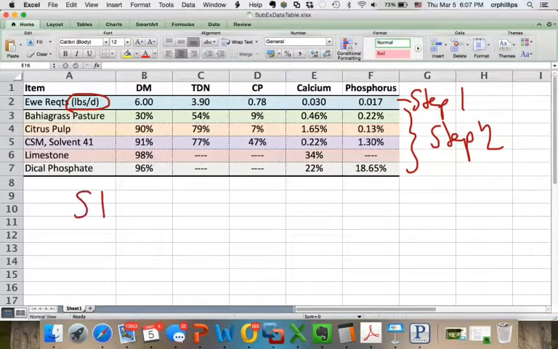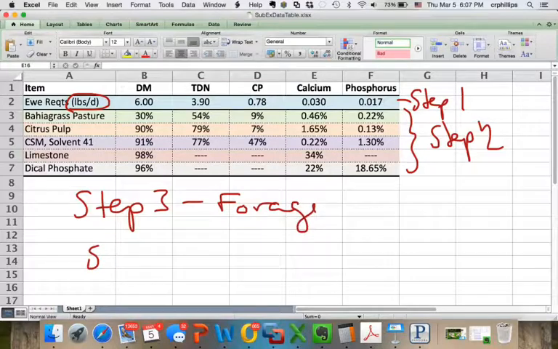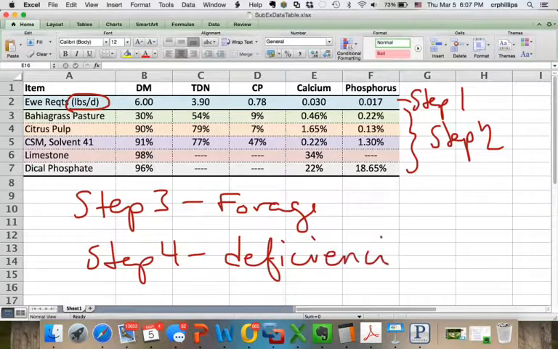Step 3 was to see if the forage alone was meeting the animal's nutrient needs, so we were checking forage only. And step 4 was looking for deficiencies. What we found out in this problem is that we do have deficiencies for energy, protein, calcium, and phosphorus. And so we're going to start taking a look at how we fix these deficiencies. We're going to pick up this discussion with step 5.